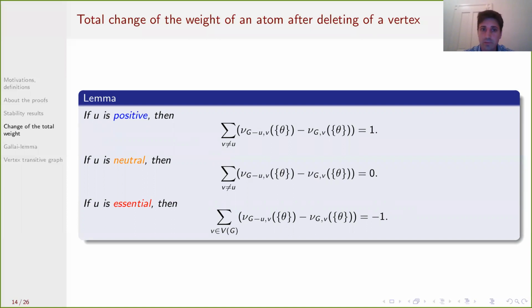nice lemma, which is quite technical, and it's a nice application of Christoffel-Darboux identities. But right now you can see something which resembles their names. Someone is positive if, in the deleted graph, so if I delete the positive vertex, then the change of the atom, if I add them up in the whole graph, will add up to 1. So the total atom can only increase if I am deleting a positive vertex. If I am deleting a neutral vertex, the total mass doesn't change. And if it was essential, then it will decrease by 1. So this is the main lemma that explains what's happening with the total weights of the atoms.